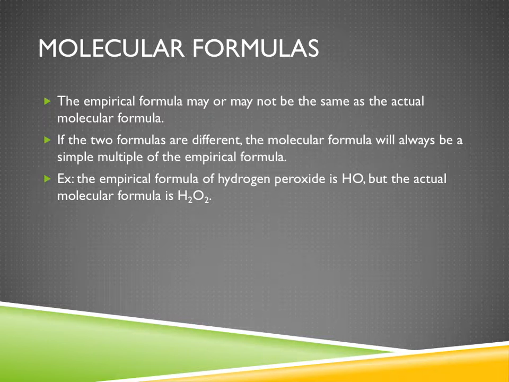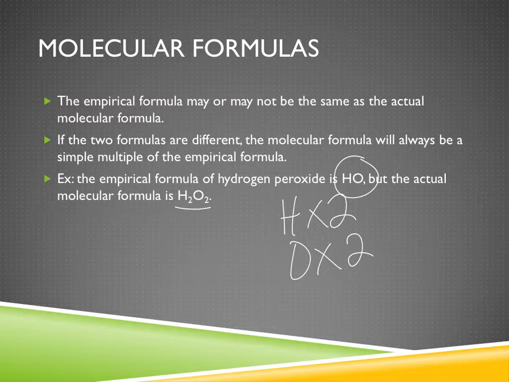If the empirical formula is different from the molecular formula, the molecular formula is always going to be some multiple of the empirical formula. So for example, hydrogen peroxide, the molecular formula is H2O2, but its empirical formula is HO. Now, the difference between those is literally you take H times 2 and O times 2 to get H2O2, because when there's no subscript, it's an understood 1.